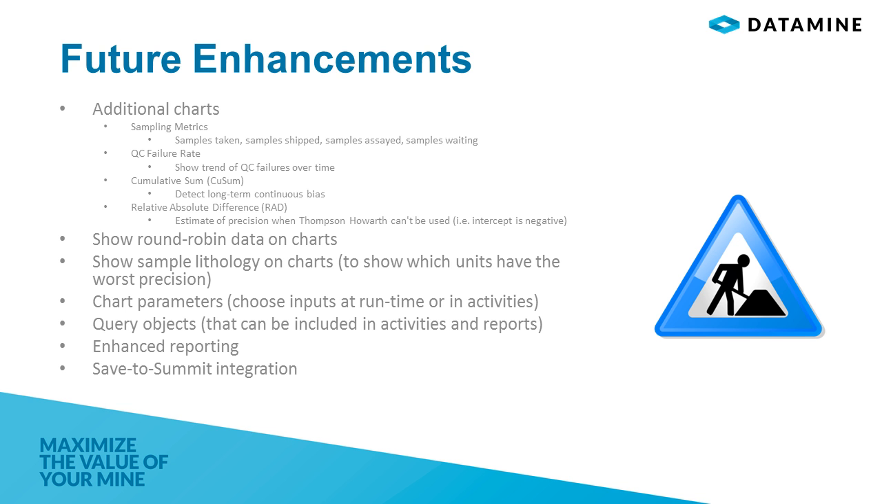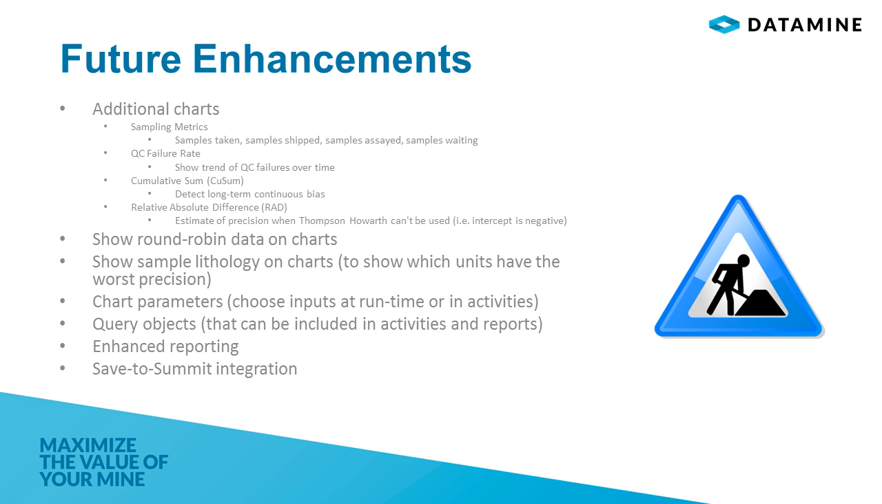We're also looking at how we can bring in geology. With some of these precision charts, it could be very useful to show the rock type of the different points. What it can give you then is a clear indication of the variability that might be due to geology. So is there worse precision in certain rock types than others? This is something that we've already got in the database, and now it's just a matter of pulling it into the system.